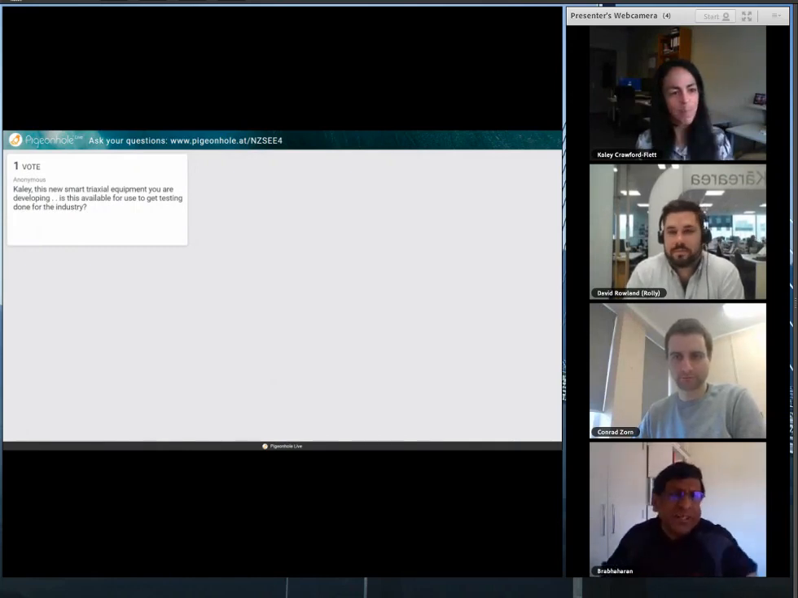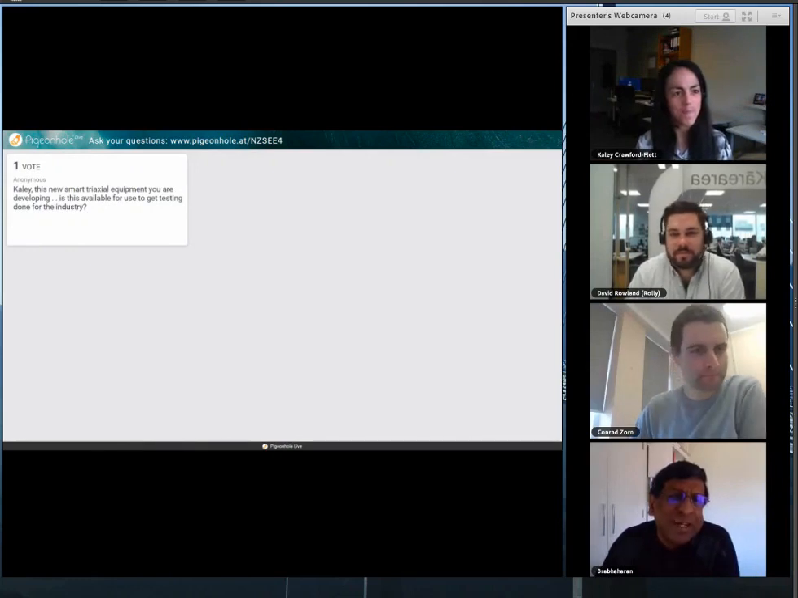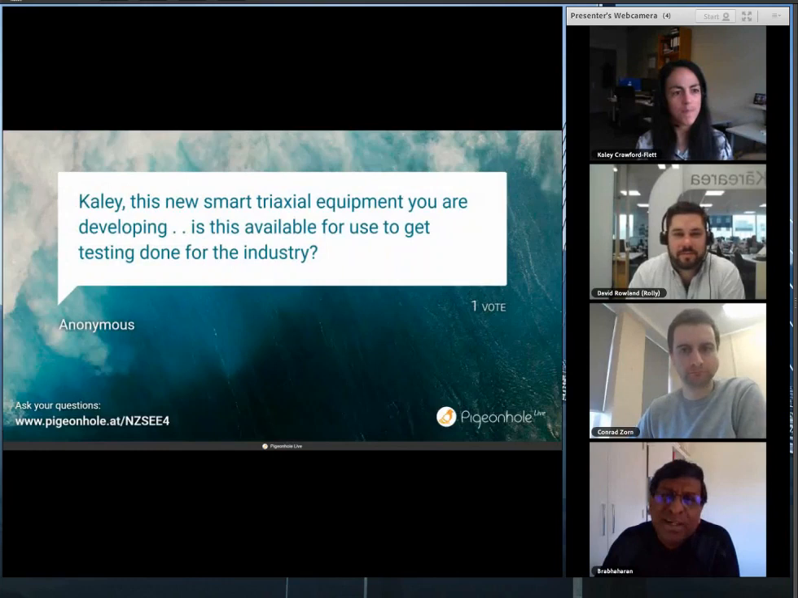The smart new triaxial equipment you have been developing, is that going to be available to get testing done by the industry?